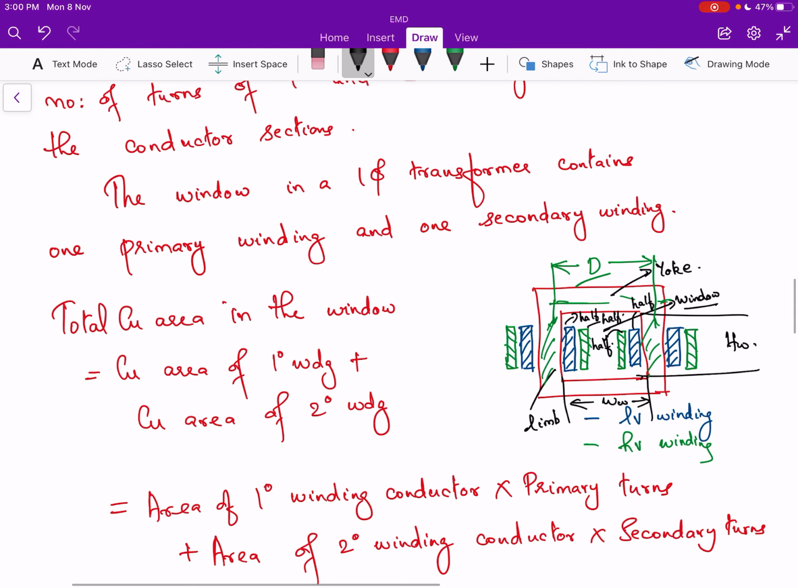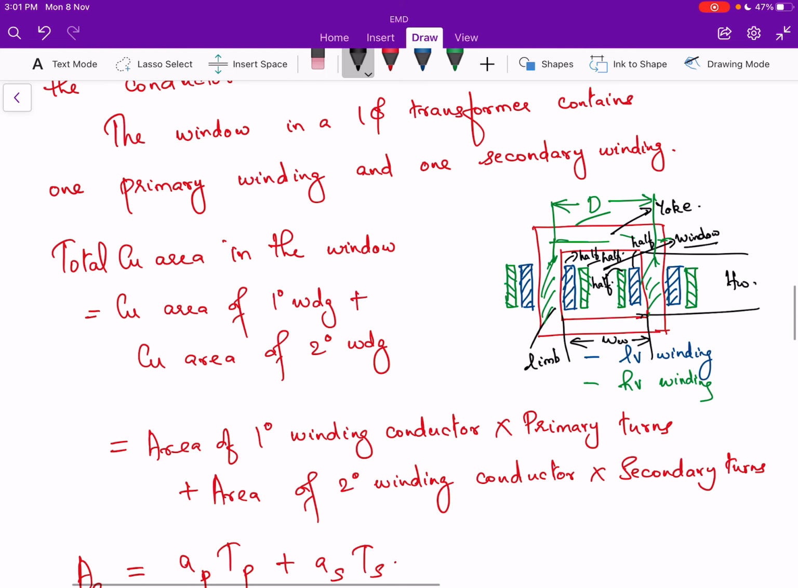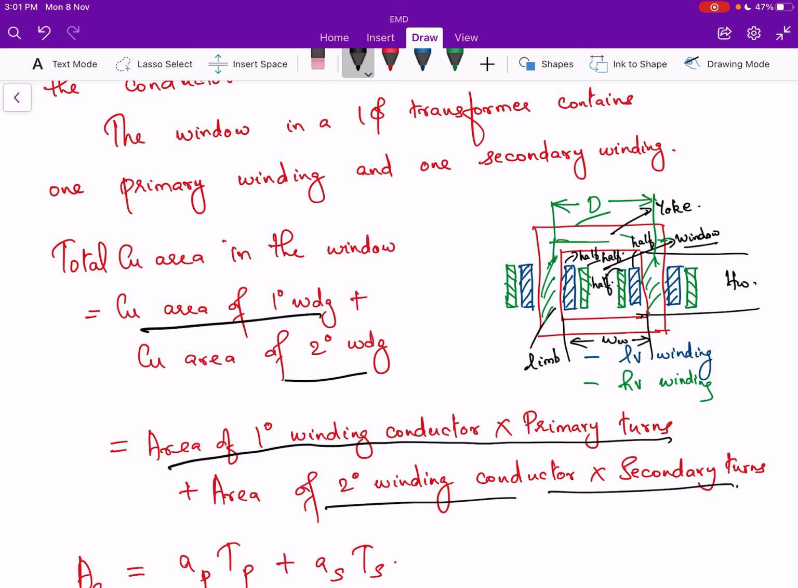So we can write the total copper area in the window as copper area of primary winding plus copper area of secondary winding. As a window contains one primary winding and one secondary winding, or one high voltage winding and one low voltage winding, we can write copper area in the window as copper area of primary winding plus copper area of secondary winding. And if we know the area of the primary winding conductor and the number of turns of the primary winding, we can write copper area of primary winding as area of primary winding conductor into primary turns. And we can write copper area of secondary winding as area of secondary winding conductor into secondary turns.